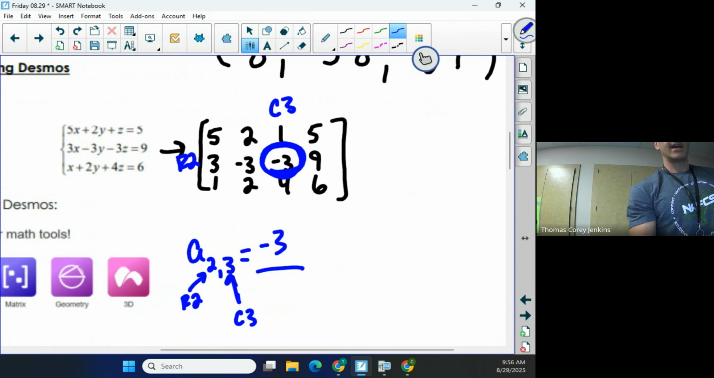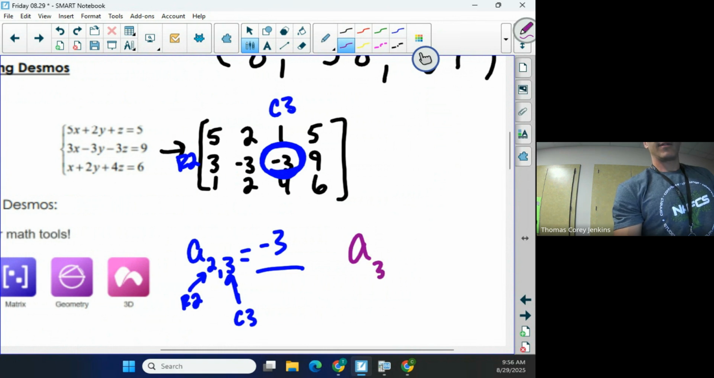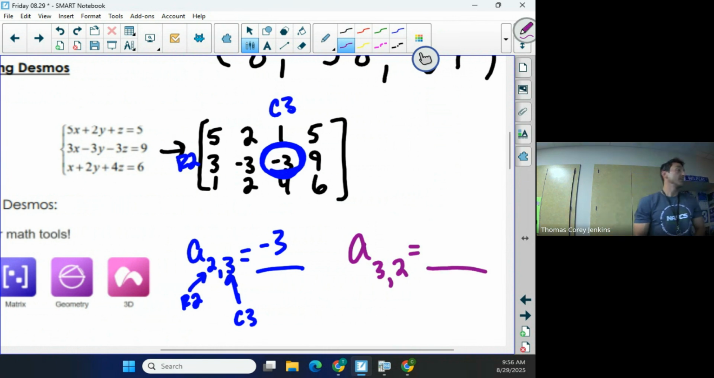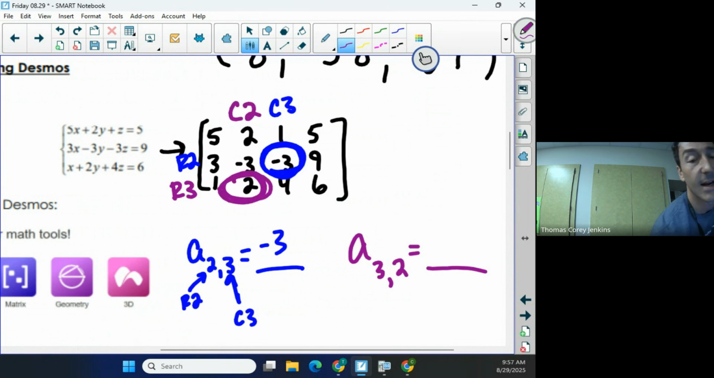So just to make sure you get it, maybe you and your partner discuss what if I flip those around? What would A32 be? Just a number. Take about 5-10 seconds. I'll tell you what it is. All right, so that one, you should have been looking for row 3, column 2. So this guy right here. So it should have been 2. Does that make sense? Anybody have any questions? So not a whole lot to cover there.